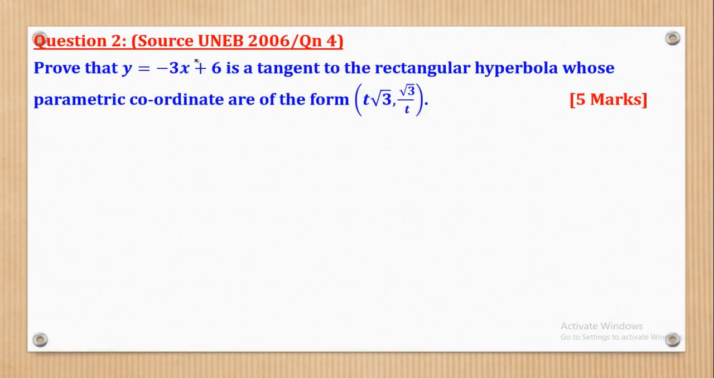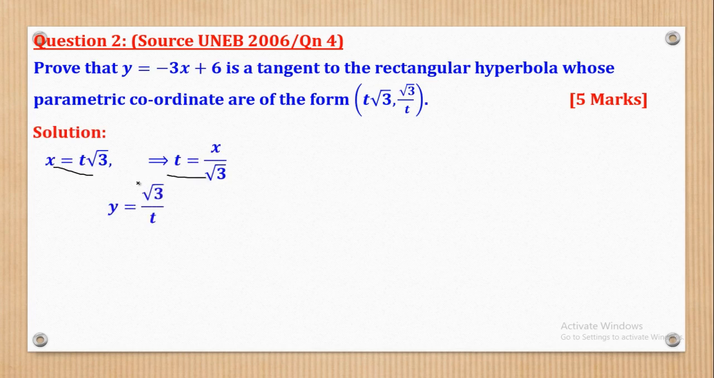So now we shall go to question 2, which came from UNEB 2006, paper 1, question 4, and says prove that this equation is a tangent to the rectangular hyperbola whose parametric coordinates are this. So x is that, implying that when I make t the subject, it will be that. Then y is given by that. Therefore, when I substitute this t here, I'll come up with that. In the end, I'll come up with xy equal to 3 as the Cartesian equation of the rectangular hyperbola.